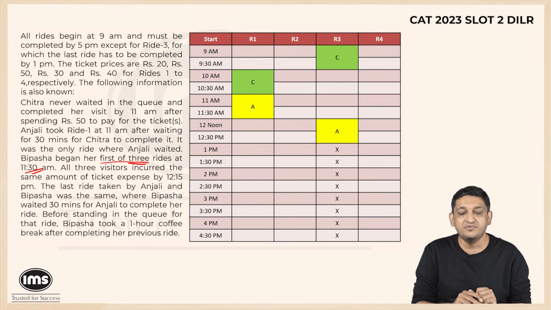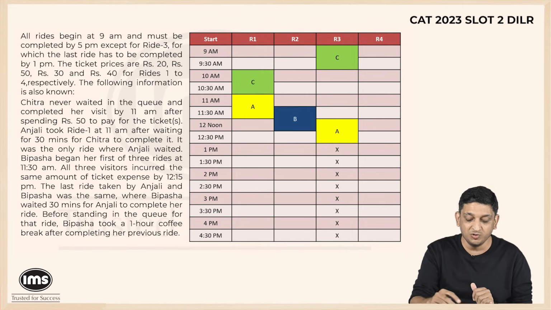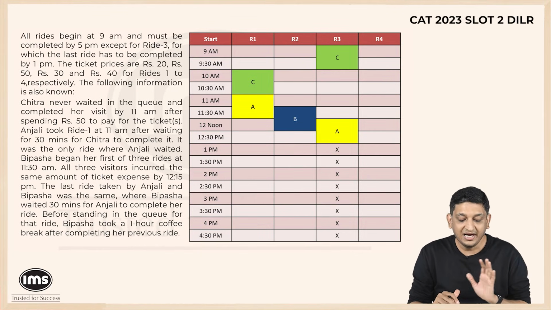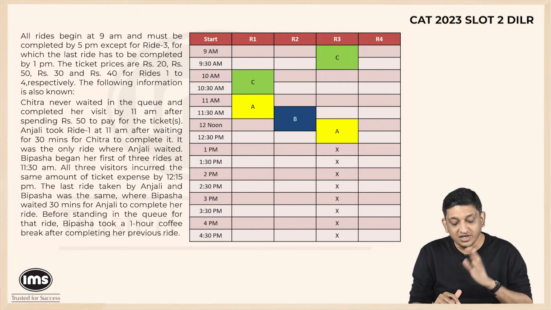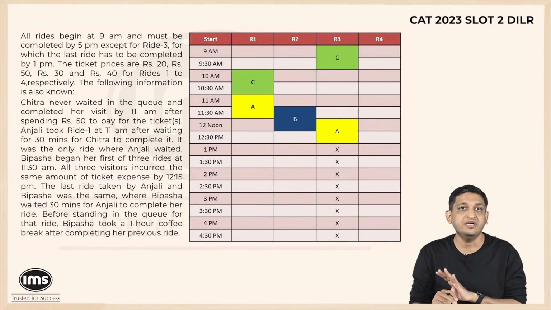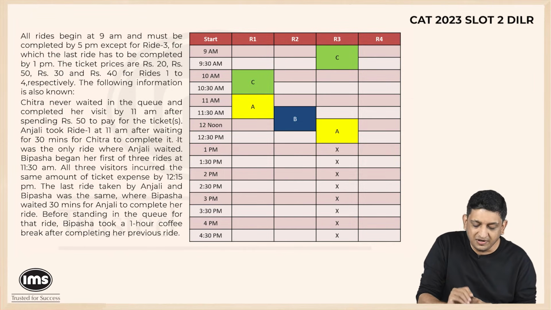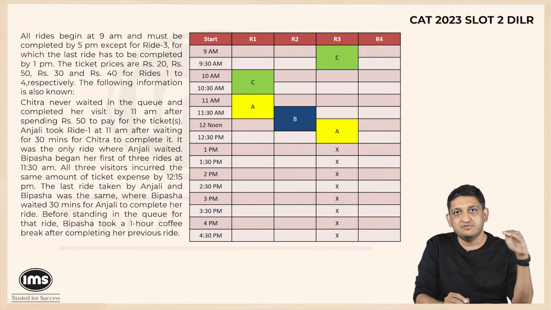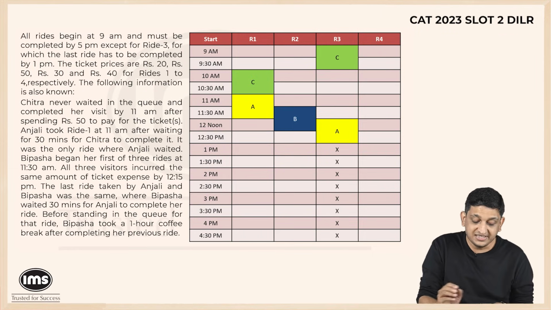Which ride costs 50 rupees? Ride 2 costs 50 rupees. That tells us that Bipasha would have entered ride 2 at 11:30 am. She was in ride 2 till 12:30 pm, right? So till then Bipasha was in ride 2. Now we know that at 12:15, let's say, so 12 noon to 12:15, that range, that is when everybody would have spent 50 rupees. So that part is taken care of.